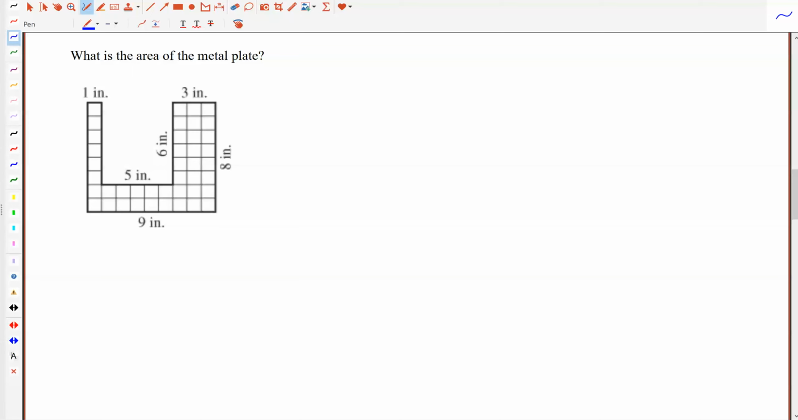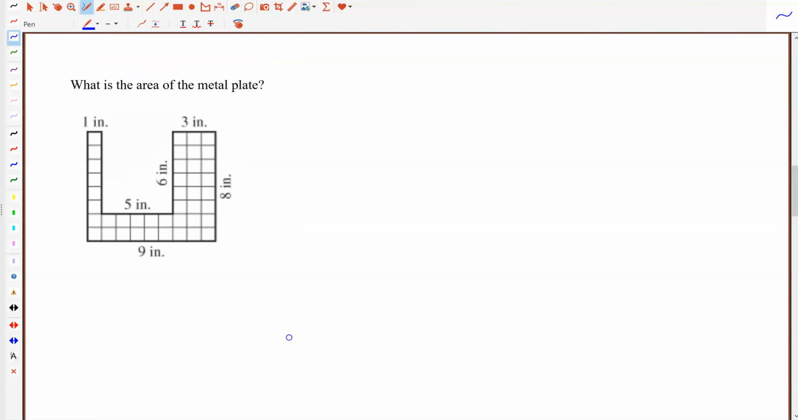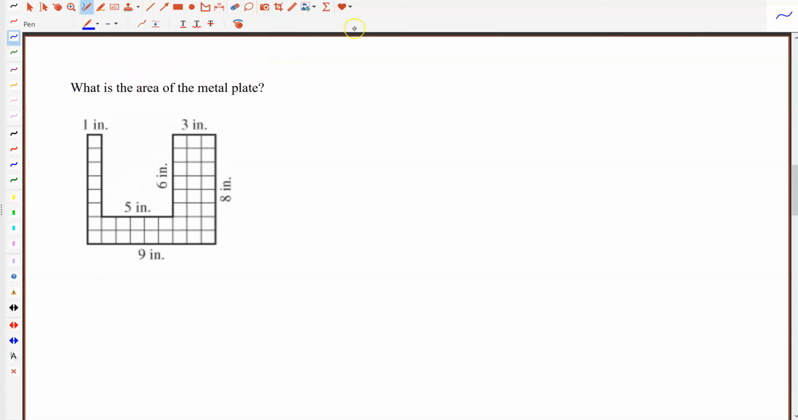Let's take a look at some applications involving the ideas about area and then also cycling back to how it relates to perimeter on a couple of figures. Now for the figures that we're looking at right now, we would just need to know that we're going to be working with a bunch of rectangles.